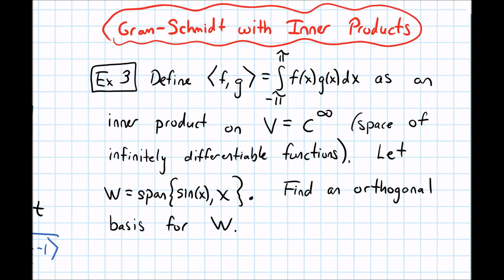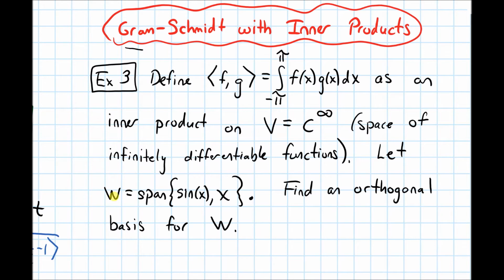In this video, we're going to do an example using the Gram-Schmidt process with inner products. In this example, let's define the inner product of f and g to be the integral from negative pi to pi of f of x times g of x. We're defining this as an inner product on the vector space that consists of infinitely differentiable functions, so functions that we can take the derivative of an infinite number of times. We commonly denote this as C infinity.